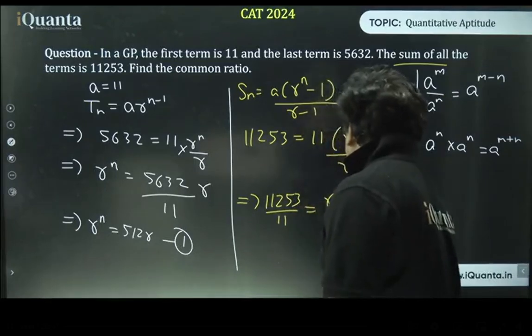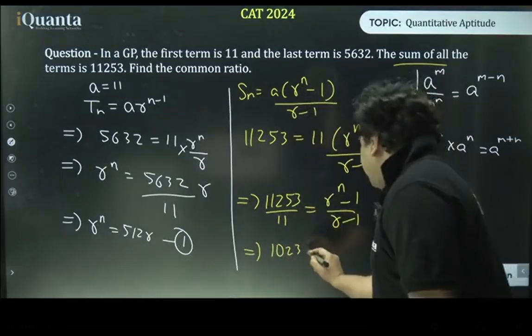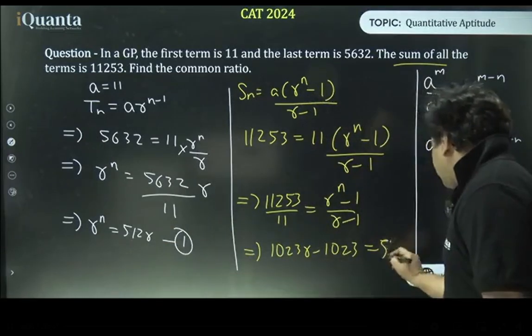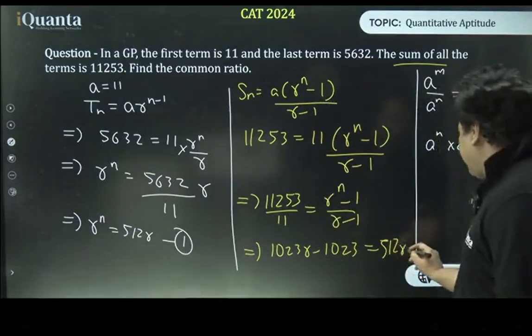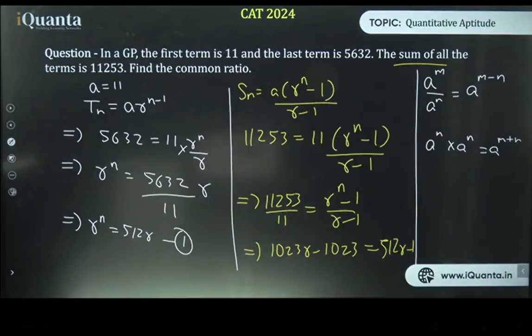कर लोगे ना इसके आगे तो. 11253 divided by 11 is 1023. R minus 1 goes here, is equal to, let's replace this by 512 r, and we have minus 1 here. Solve it, you get the value of r as 2. No, Sonu, I discussed that earlier also.